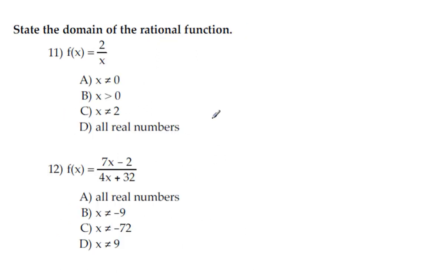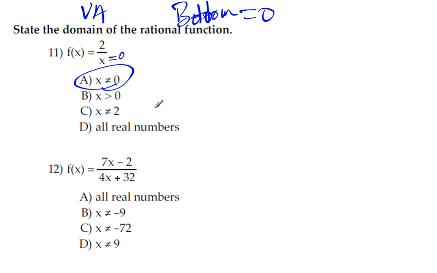Alright, domain. Domain is the same as our vertical asymptotes. It's still just bottom equals 0. There's a lot of extra work there. Alright, so we're going to set our bottom equal to 0. In this case, it's just 0. So we're going with that one. Don't go picking something like that. There's somebody out there that will.